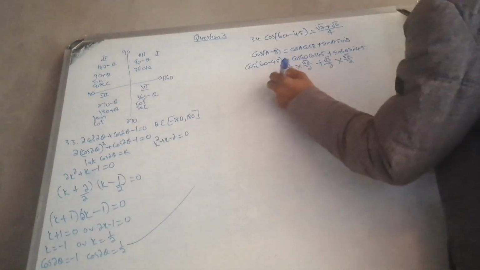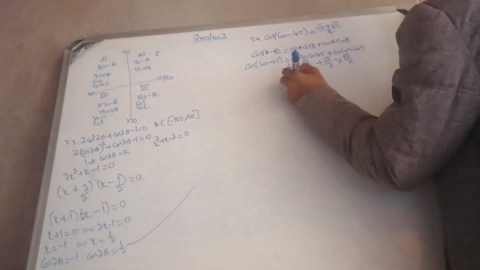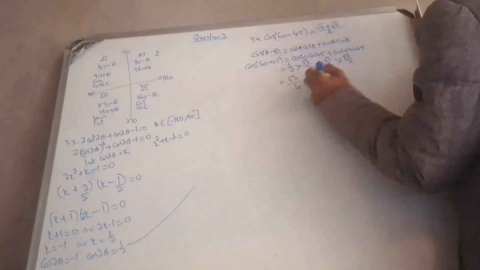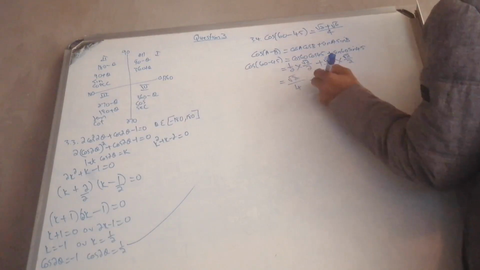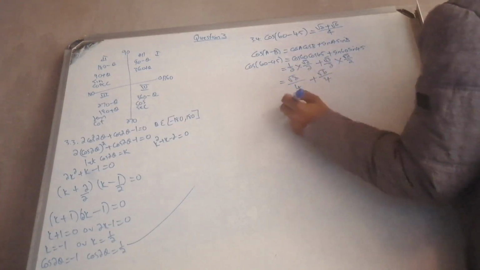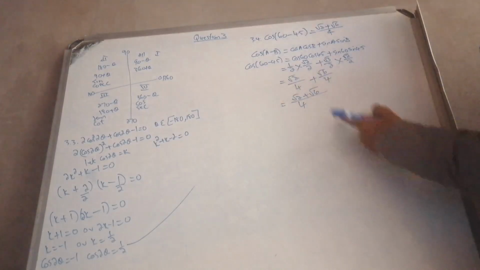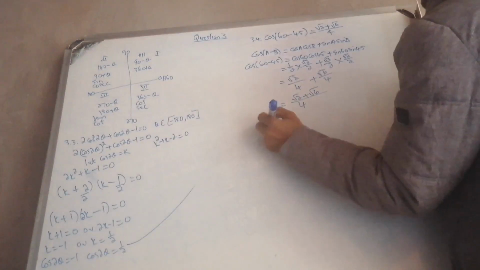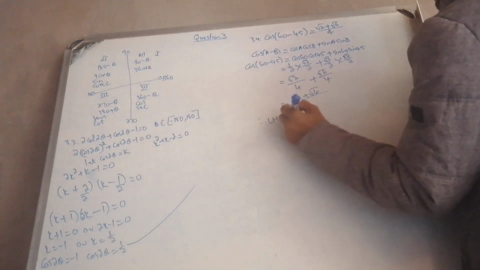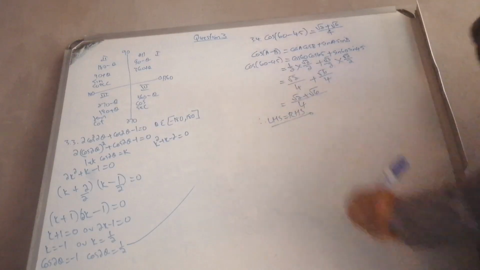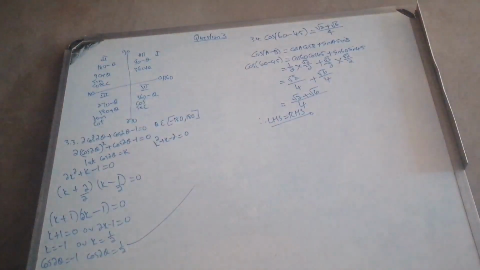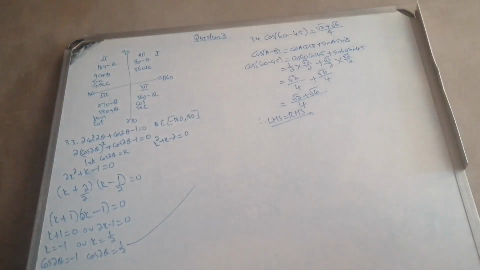Okay, when we are here, I can multiply to get root 2, root 6, over 4. Taking out an LCD, root 2 plus root 6 over 4. And therefore, the left-hand side equals the right-hand side. This is the simplest problem that you could ever find in N4 mathematics. Or maybe that's because this is a March question paper.